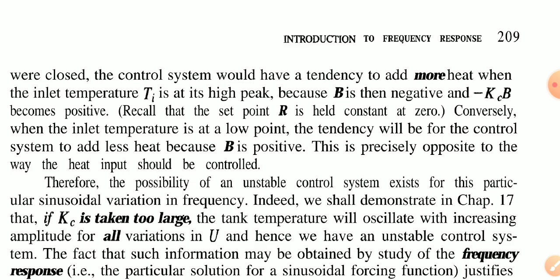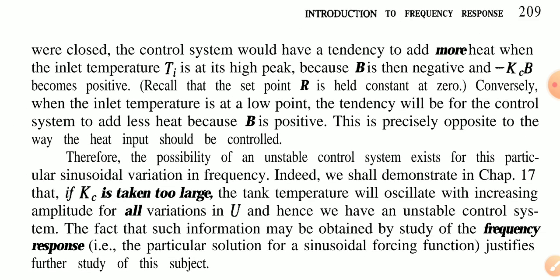This means that if the loop were closed, the control system would have a tendency to add more heat when the inlet temperature Ti is at its high peak, because B is then negative and KcB becomes a positive response. Recall that the set point R is held constant. The tendency will be for the control system to add less heat because B is positive. This is precisely opposite to what is needed, where the heat input should be controlled by the control system.